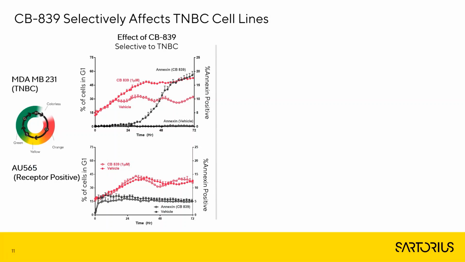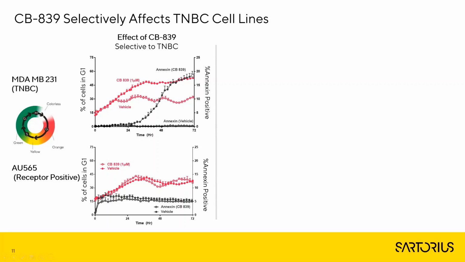So in the top graph, we're looking at the percentages of cells in G1, and that's depicted in the red lines here. Those cells treated with CB839, you can see they begin to accumulate in G1 at about the 12-hour time point, whereas the vehicle control continues to cycle through the cell cycle throughout the course of the assay. Interestingly, although the arrest begins at that 12 to 14-hour time point, we only start to see an induction of cell death at around 24 to 28 hours after treatment with CB839.